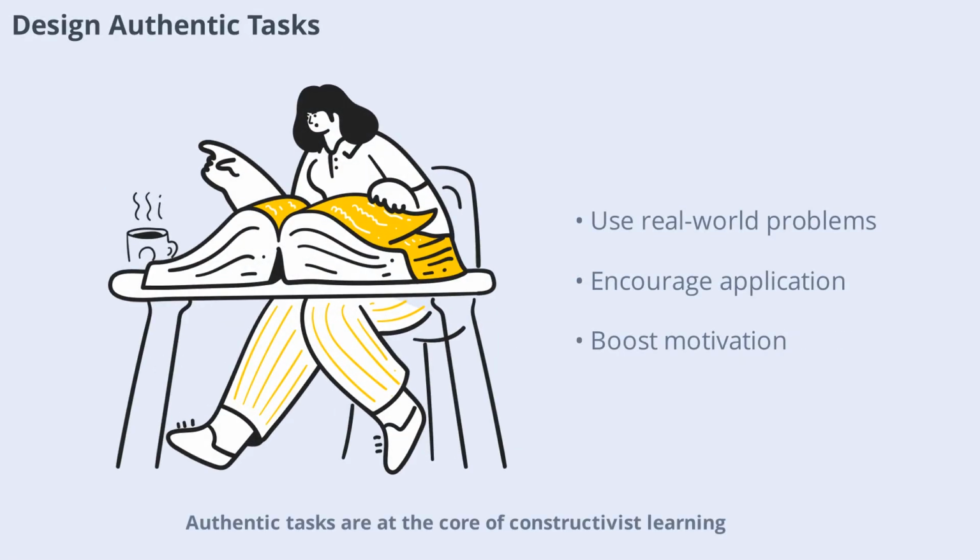Authentic tasks are at the core of constructivist learning. These are activities that mirror real-world challenges and require students to apply their knowledge in meaningful ways. For example, instead of just reading about environmental issues, students might design a campaign to raise awareness in their community. Authentic tasks make learning relevant and motivate students to engage more deeply with the content.